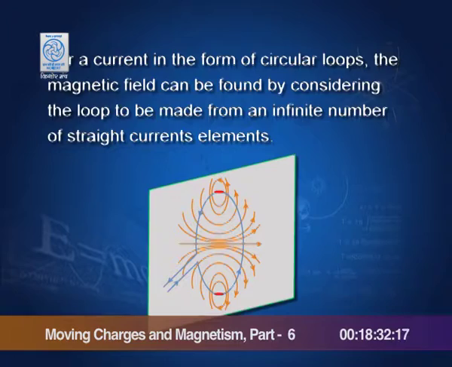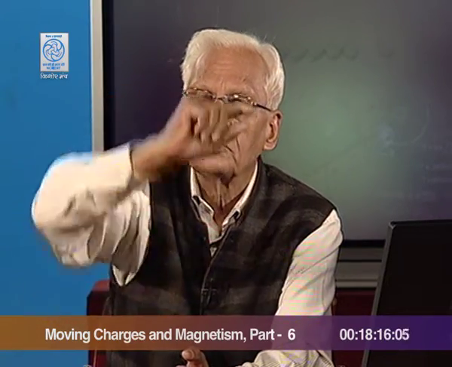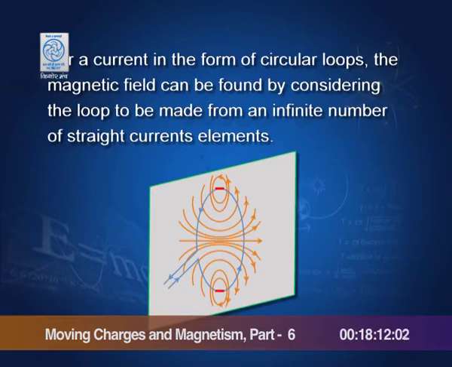For a current in the form of a circular loop, the magnetic field can be found by considering the loop to be made of an infinite number of small segments. That is, I break this circular loop into infinitely small sections of the current, and each is a straight section. Therefore, I apply the result I have found for the magnetic field due to a straight current.